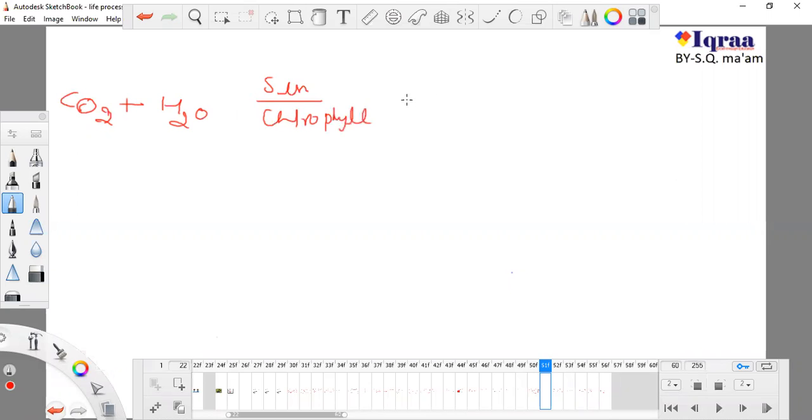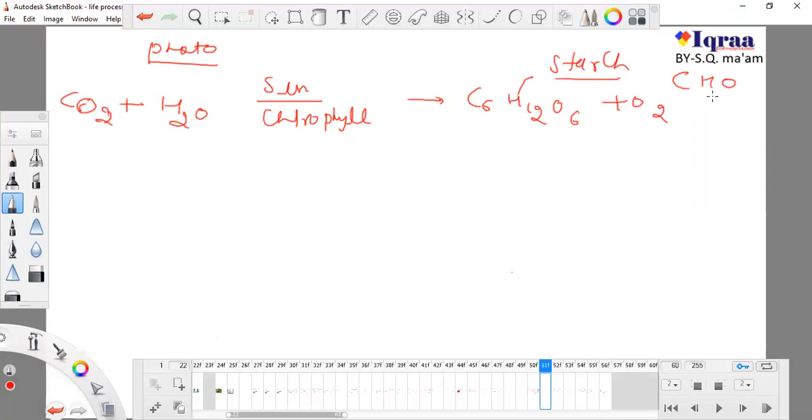Plant uses this to produce C6H12O6 and O2, and this is glucose, and plant will store this in the form of starch for its use. So this is the reaction which is known as photosynthesis. And as I told you, each and every food product which is used by other plants is stored in the form of starch, but starch also has a basic formula, that is CHO.